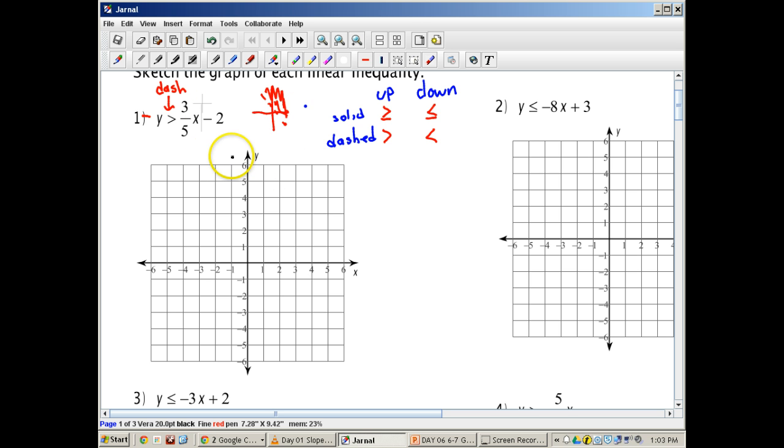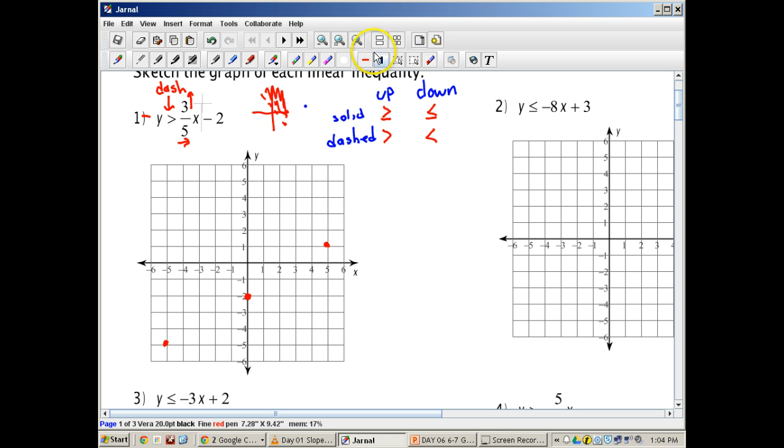Okay? So negative 2. And then you want to go up 3 and right 5. So up 3 and right 5 would be way over here. You can also go down 3 and left 5. It's way over there.